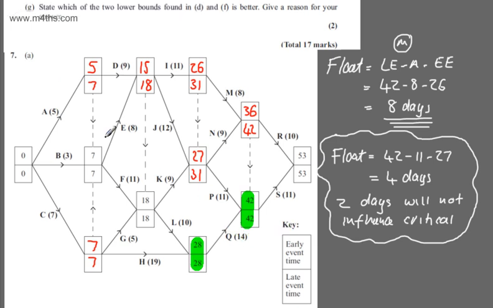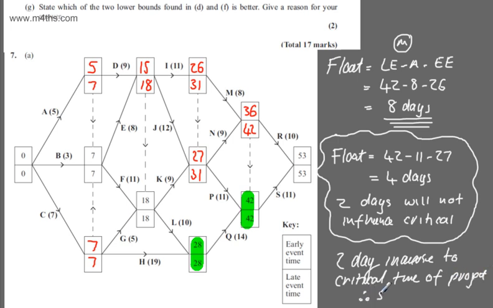So whatever delay I put on a critical activity will have a knock-on of the same amount on the project time. So we can say that it would be a 2-day increase to the critical time of the project. So 2 days increase to the critical time of the project, therefore we would go out to 55 days. Critical activities cannot be delayed.